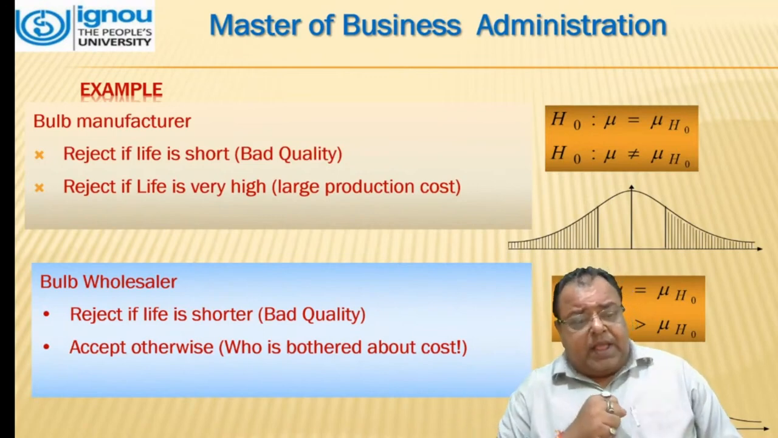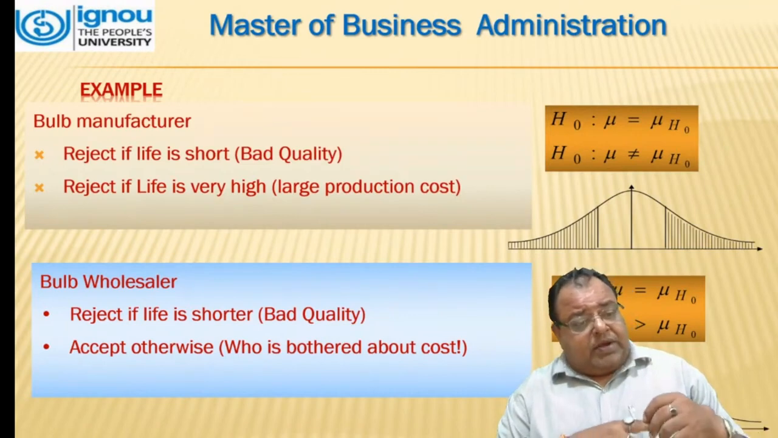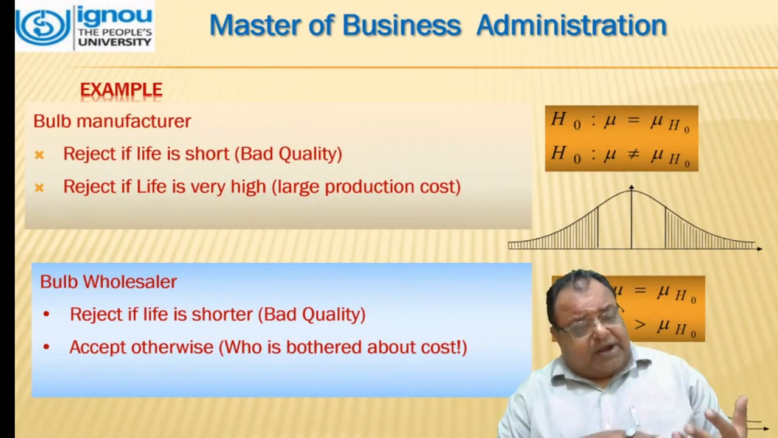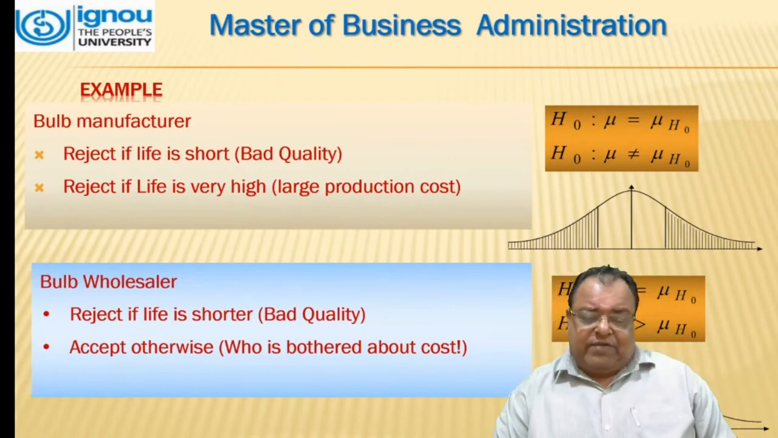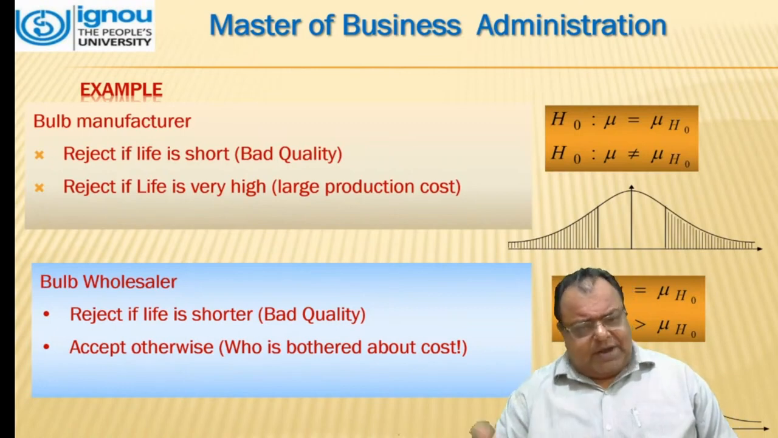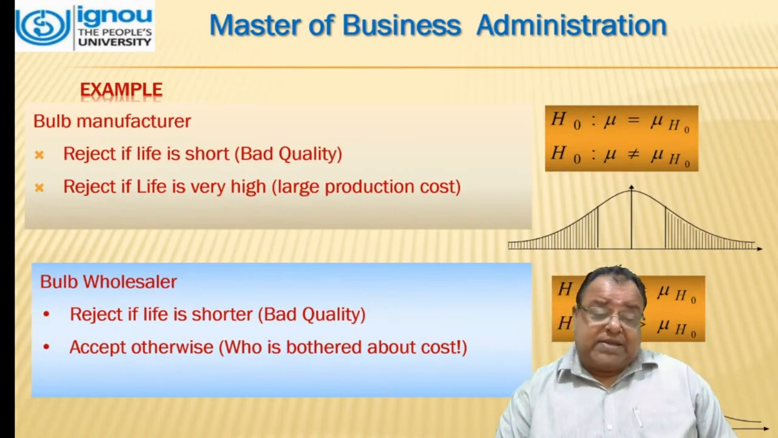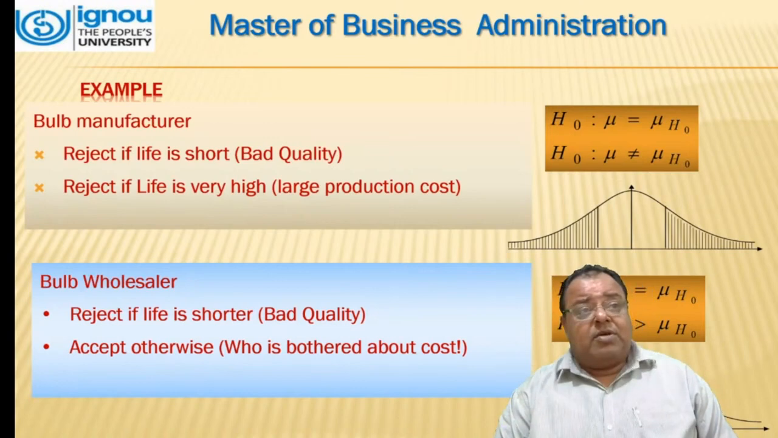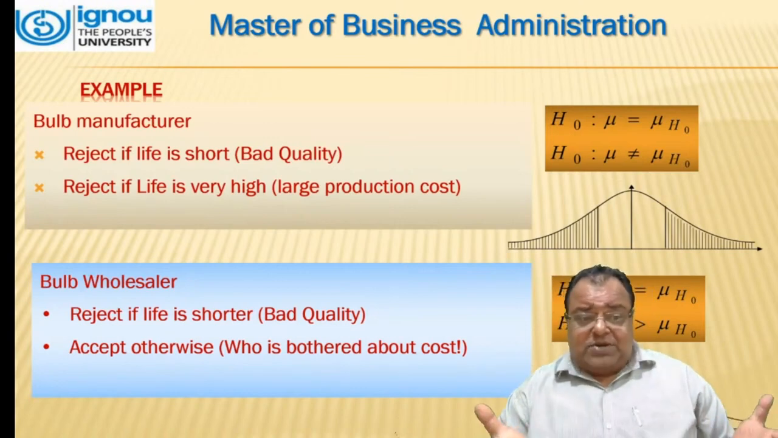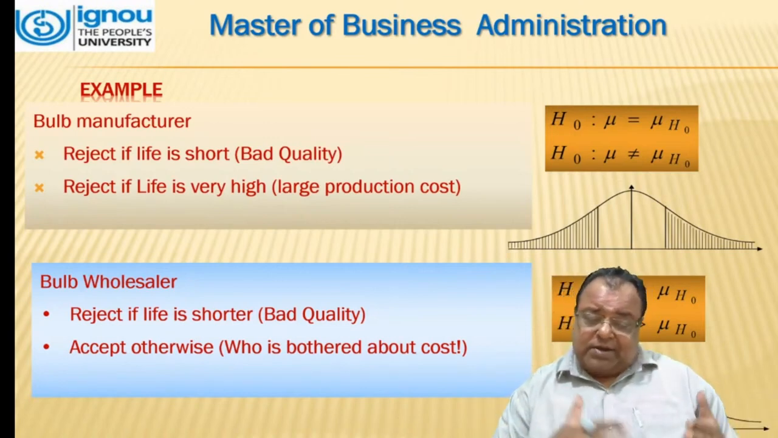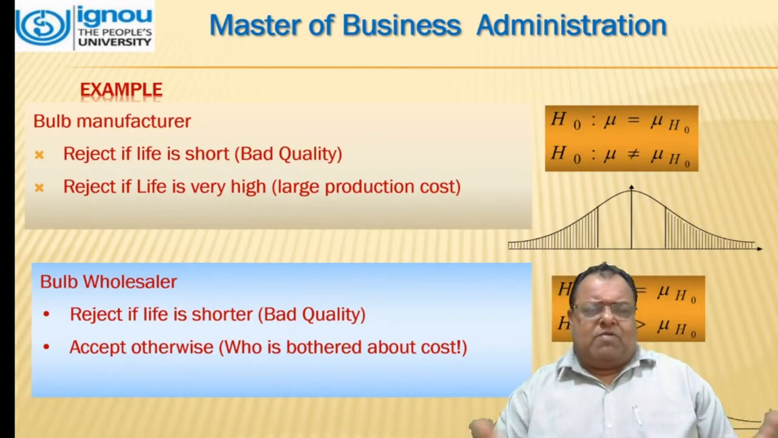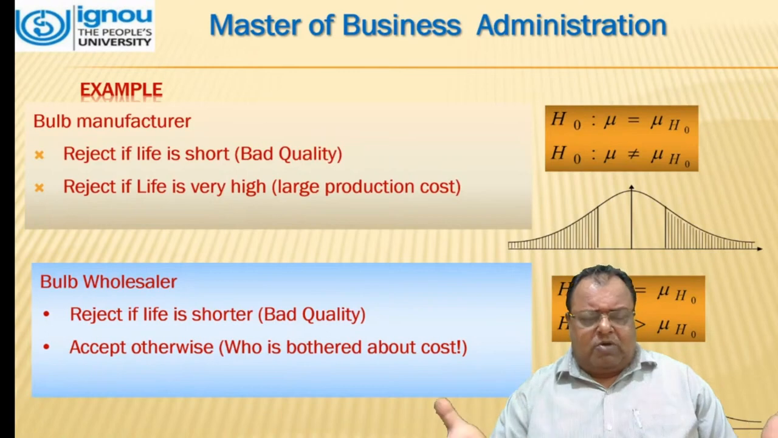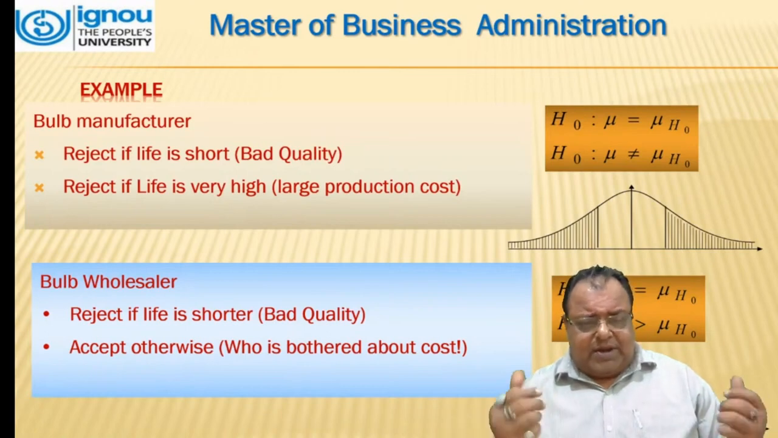of this type. But if we talk about the quality of the bulb from the wholesaler's point of view, we reject if life is shorter. That means different quality, and we accept otherwise. Who is bothered about the cost? The wholesaler is never worried about the cost. His part is to sell off. And if the quality is not good, he is going to say, no, I'm not going to purchase the material.